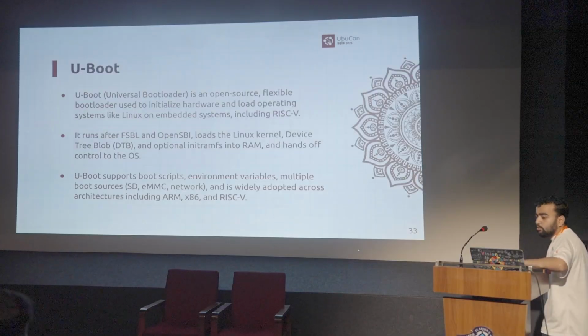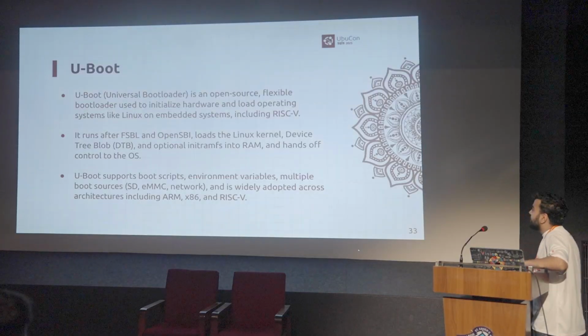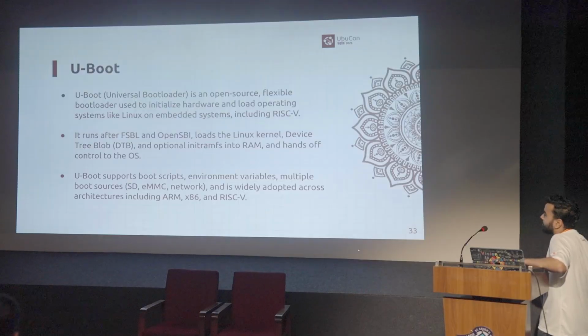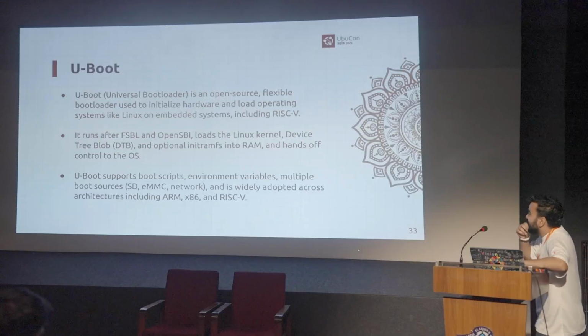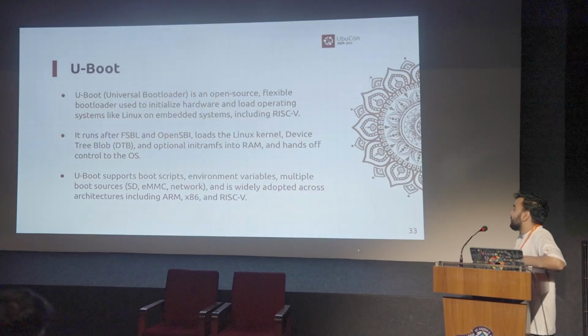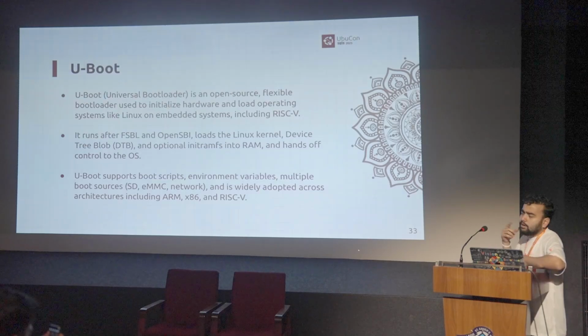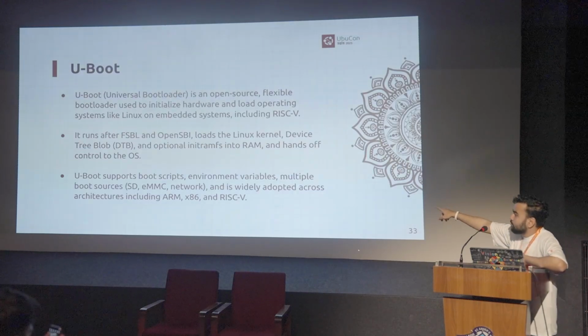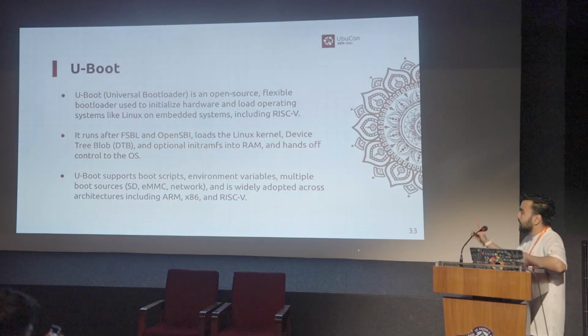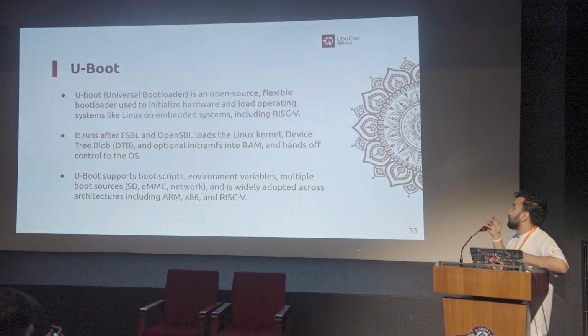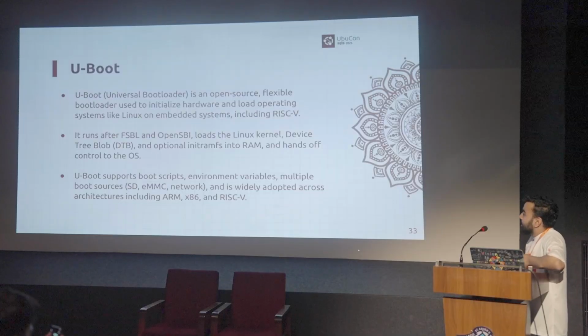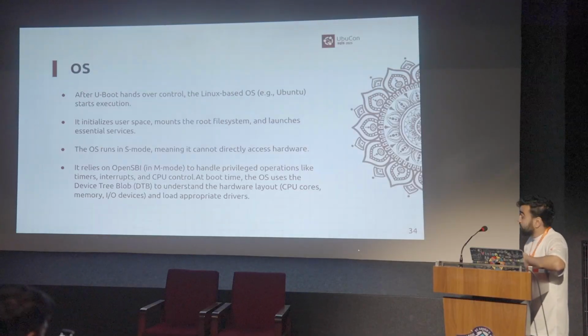And then U-Boot. Universal bootloader is a flexible bootloader that initializes the hardware and loads operating systems like Linux on embedded systems, including RISC-V. It's compatible and friendly to use, and it runs after the FSBL and OpenSBI load, and then loads the Linux kernel. U-Boot supports boot scripts, environment variables, and multiple boot sources. I'm not sure if our current bootloader supports environment variables or not. I'm not familiar with that, but this one supports it, and it's widely adopted across different architectures like ARM, x86, and RISC-V.